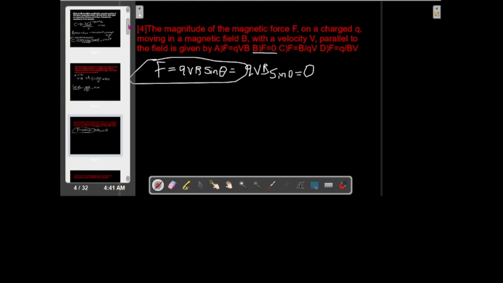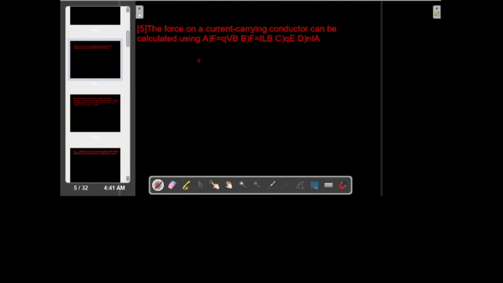Now that brings us to question 5. The force on a current carrying conductor can be calculated using dash. This is also from the magnetism chapter. We did it in the last class on Thursday. So F is equal to I L B sine theta, where theta is the angle between them, which is basically the same as ILB sine theta in option B. So that's a very quick one.